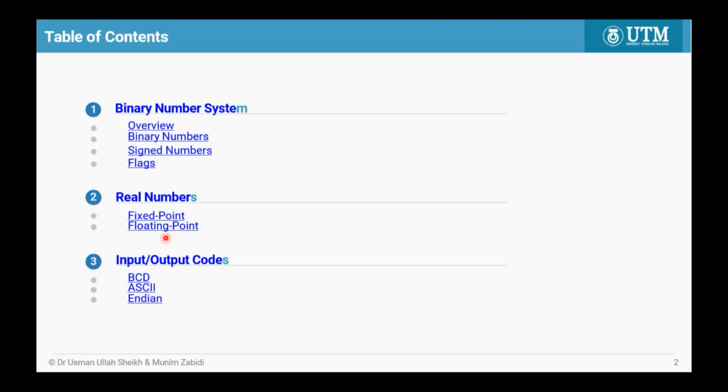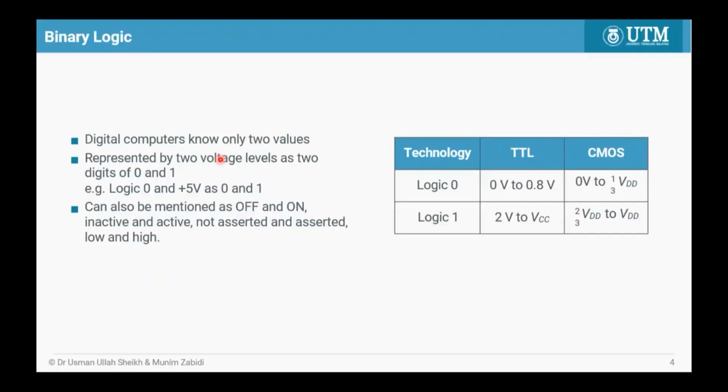digital fundamentals. Okay, so let's look at the first topic here, which is the binary number system. Digital components only have two values. Every time you learn about the digital computer, there are only two values, represented by two digits, either digit 0 or 1. Usually, voltage 0 and voltage 5 are denoted as logic 0 and 1.